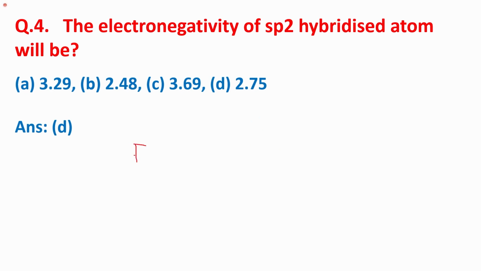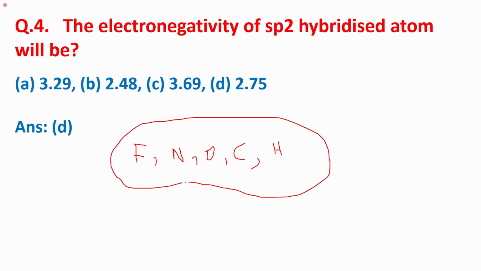The first one is the fluorine atom. Another one is the nitrogen electronegativity, oxygen electronegativity, carbon, and hydrogen. If you remember these five, then you don't need to remember the electronegativity of the whole periodic table for your organic molecules. Only these five are sufficient for NEET and JEE exams. It will be good to remember these five atoms' electronegativity.